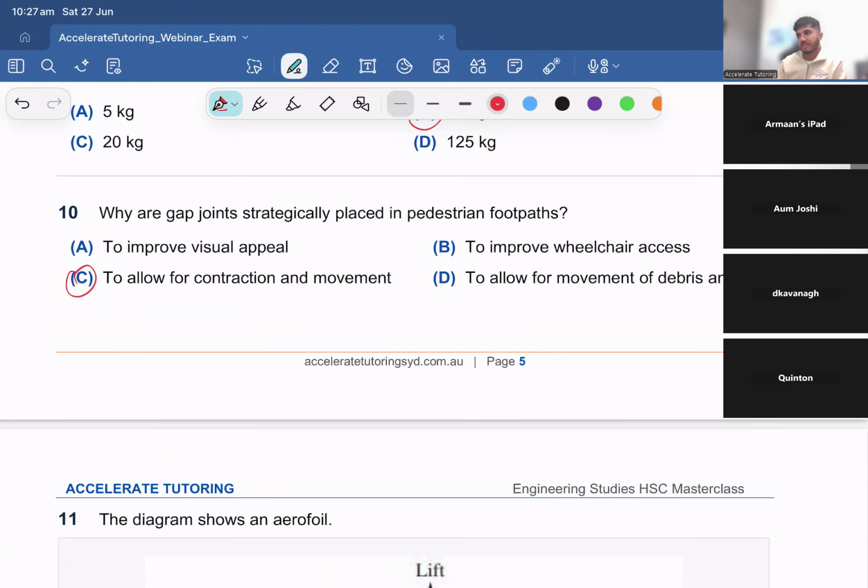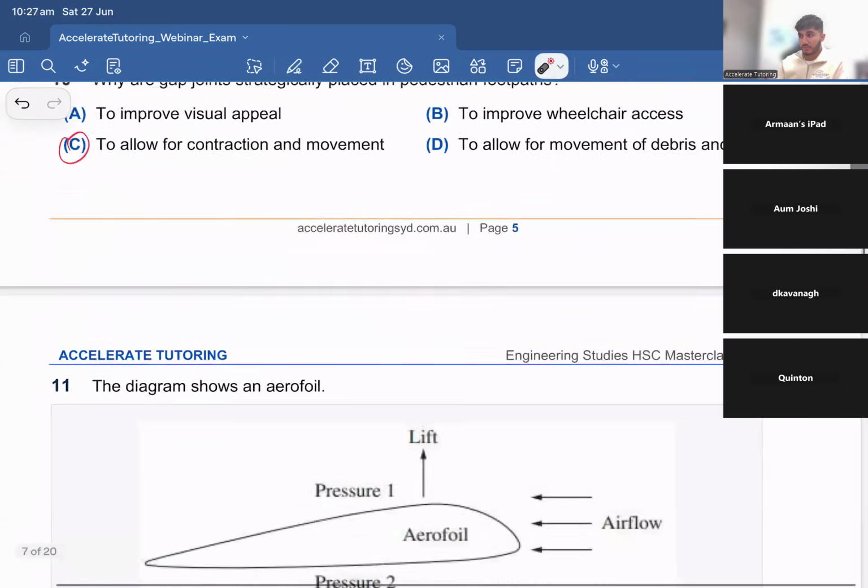Exactly. It expands in heat. So in civil construction, a big thing you want to account for is the fact that materials expand and contract depending on temperature. So you want to account for that by adding in those small gaps so that if it does expand, it's not exactly going to start cracking because there's no space for the concrete to expand in. So that's where we have those gap joints in between the footpath itself.